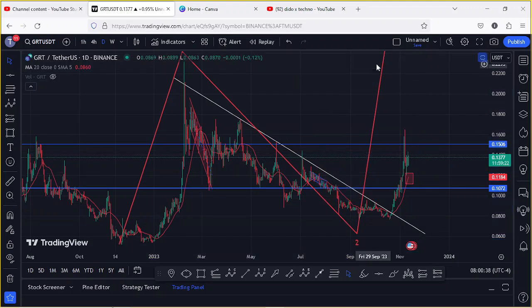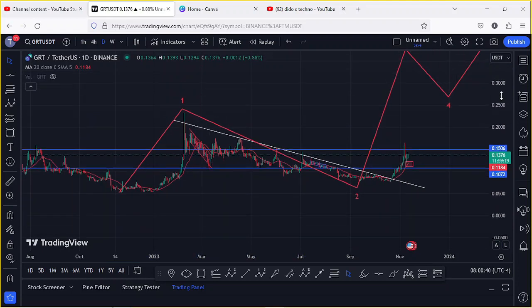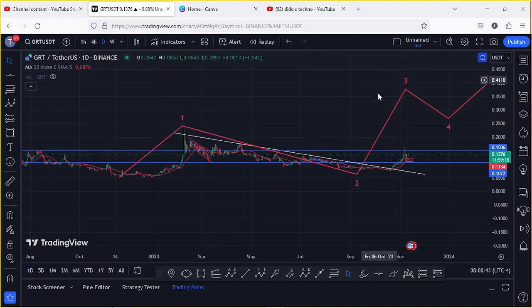And there are high chances that whatever we are seeing at the moment is the start of an impulsive move to the upper side in the formation of this wave 3, which is what we expect after seeing a pullback in the formation of this wave 2.